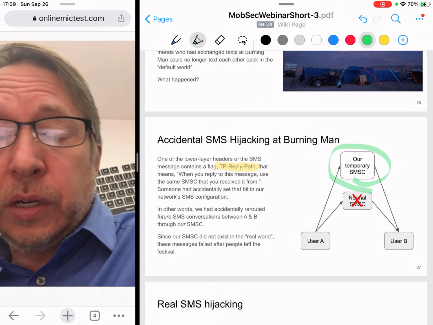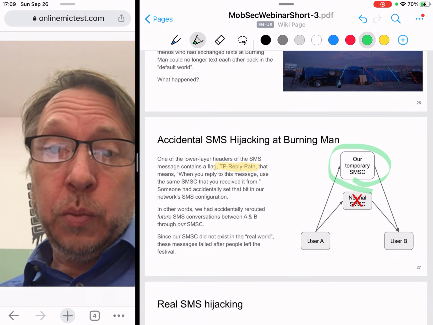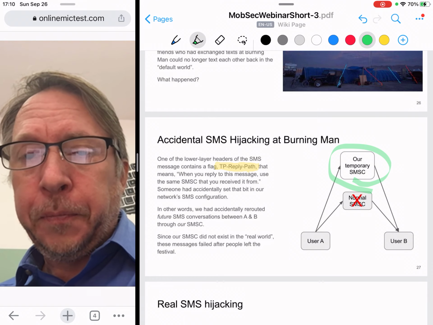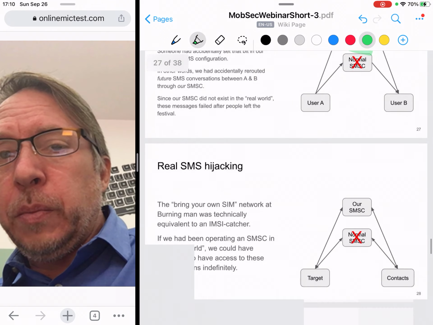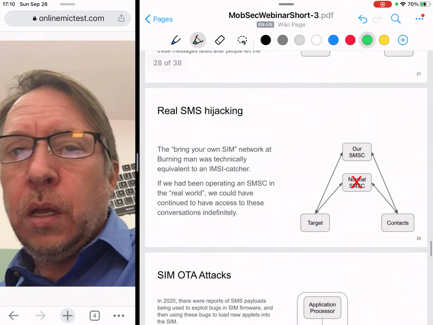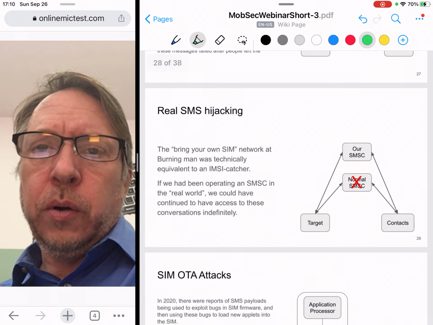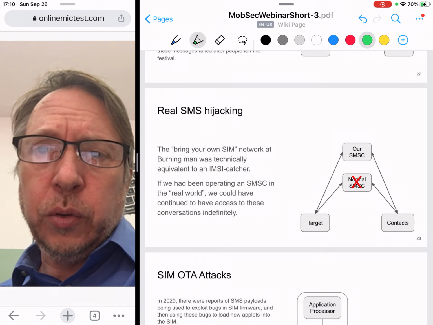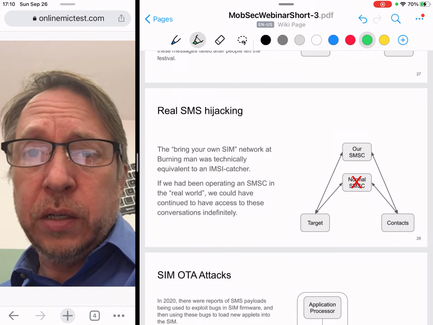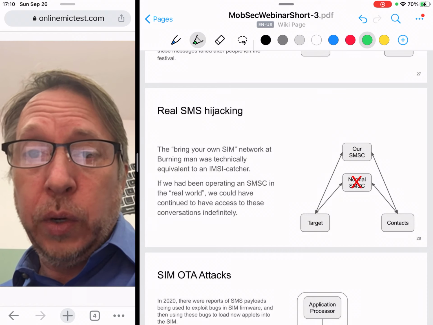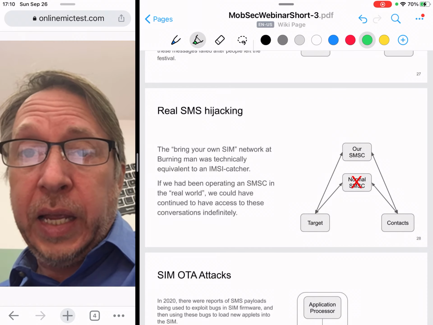What's interesting about this is that our bring-your-own-SIM network at Burning Man was equivalent to an IMSI catcher. The reason it worked is because there was no mutual authentication in 2G. In order to build a public access free cellular network, we exploited the same security hole that IMSI catchers exploit.